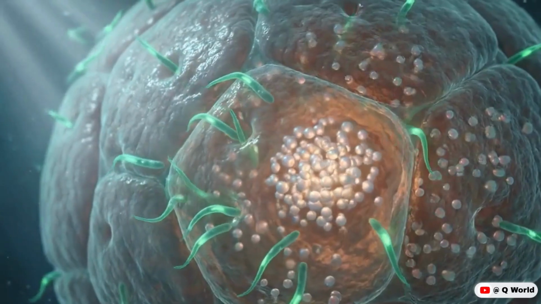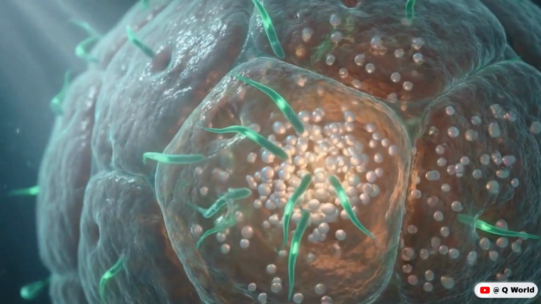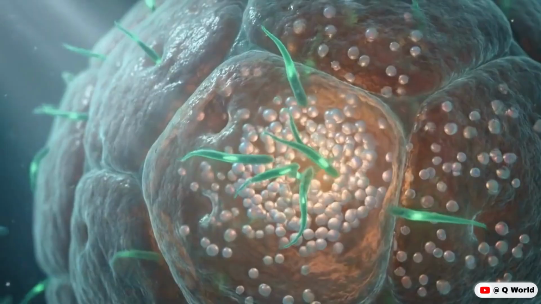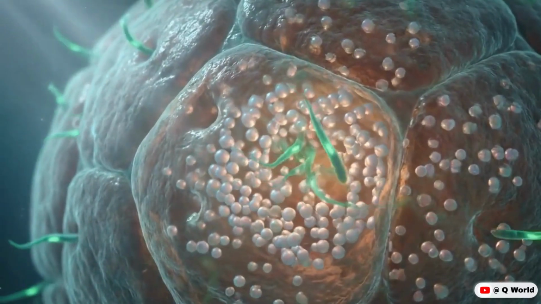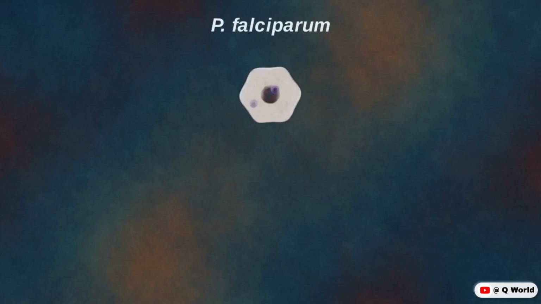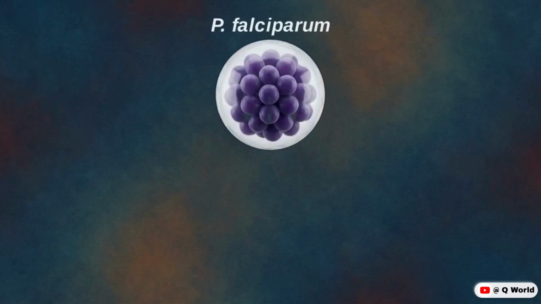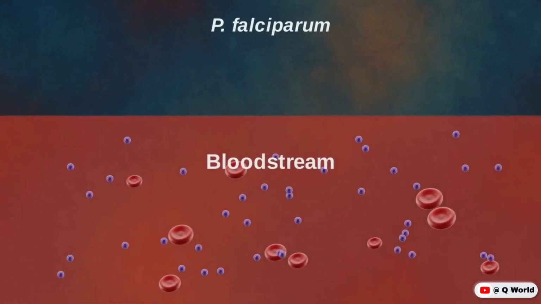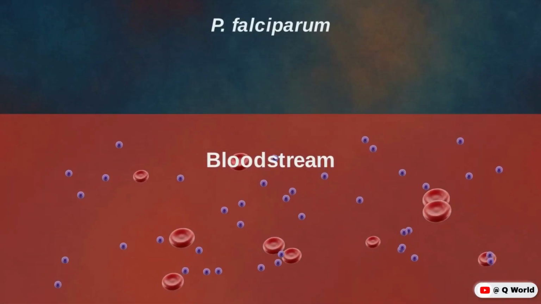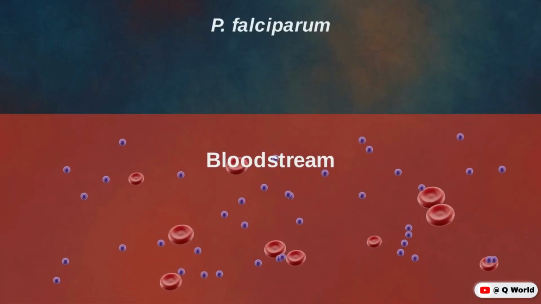The sporozoites burrow into hepatocytes and begin a massive replication process, multiplying into thousands of merozoites. If the invading species is Plasmodium falciparum, this hepatic replication is continuous. Once mature, the infected liver cells burst, dumping the merozoites straight into the bloodstream.